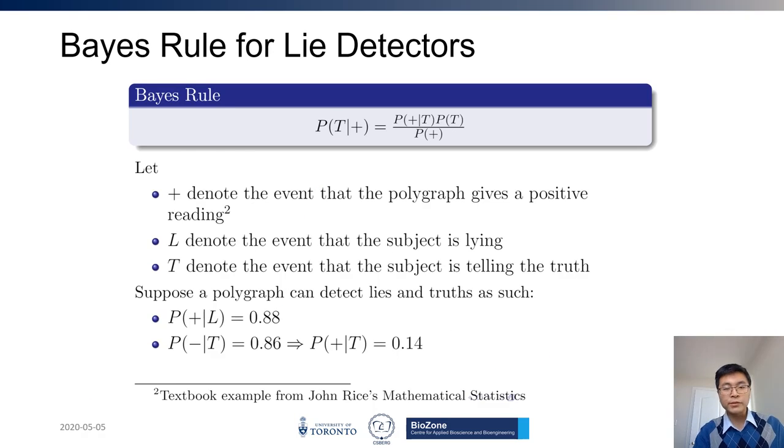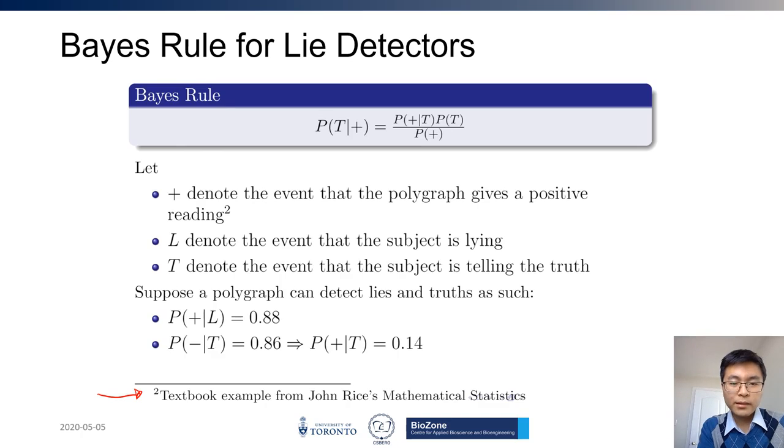Now we're going to switch gears a little bit and talk about Bayes' rule. But the underlying idea is still the same, where if you are not careful about your underlying data distribution, you could be deceived by these metrics that are reported. So let's take a look at this example where we're going to use Bayes' rule for lie detectors, i.e. polygraphs. By the way, this example is from John Rice's statistics textbook.